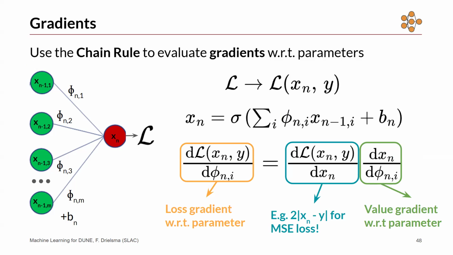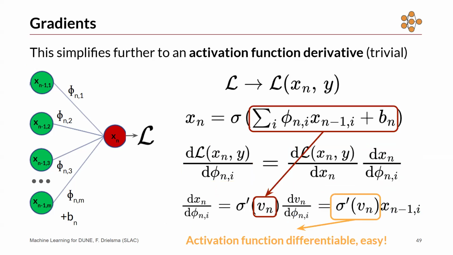And then this differential is also fairly easy to compute, right? Because you can look at xn, and the only way it is a function of this parameter is through this thing, right? And so that's what I'm doing here. dxn, d phi ni is now this differentiated activation function, which is always known because activation functions are always differentiable. That's a choice that we make. And you can evaluate the differentiated function with respect to the linear combination. That's what Vn represents here. And you multiply that by the differential of the linear combination with respect to the parameter phi. And you get, of course, just the value of xn minus 1i.